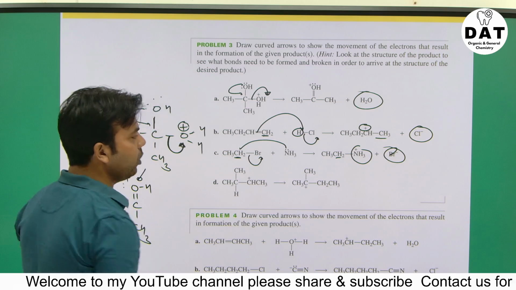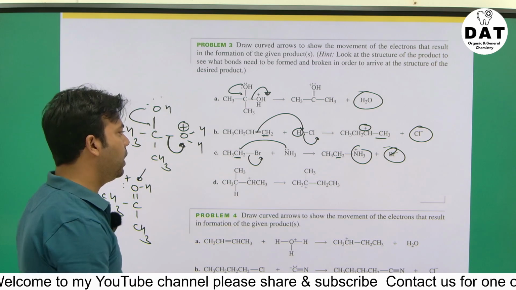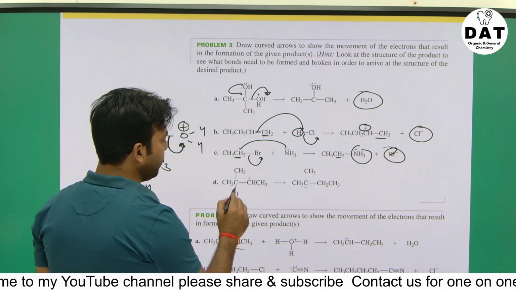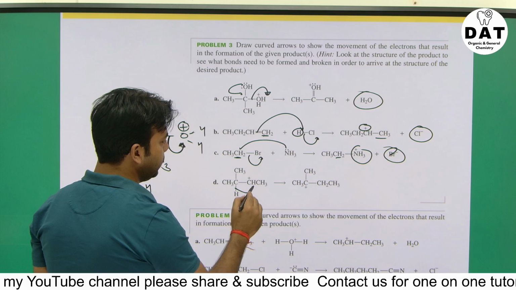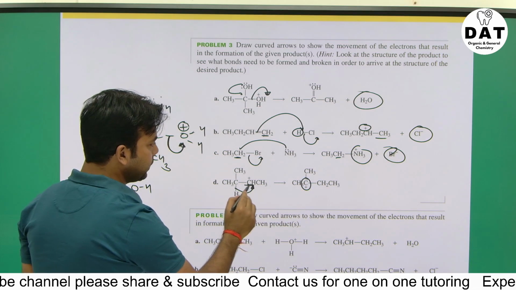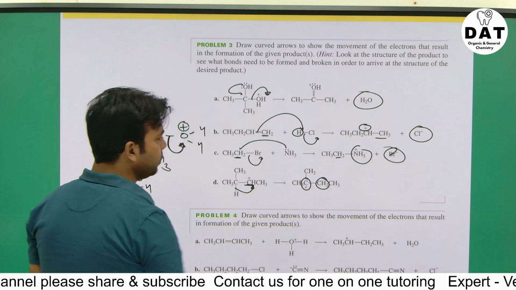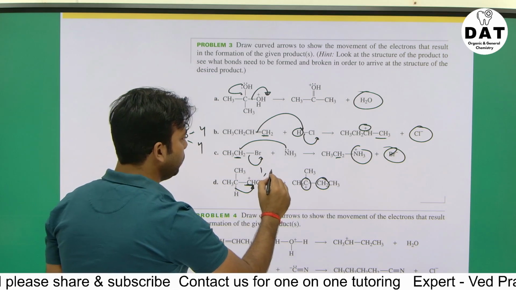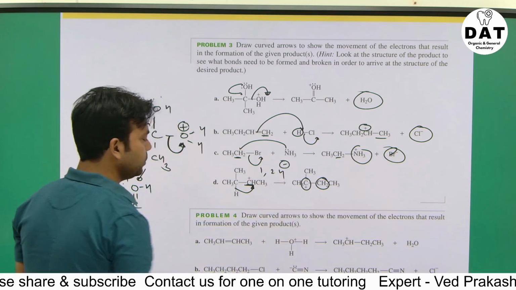This is a shifting of positive in the neighboring position and you can see here H goes here. So positive on this carbon and this CH grabs a hydrogen, so it becomes CH2. This is called 1,2 hydride shift.